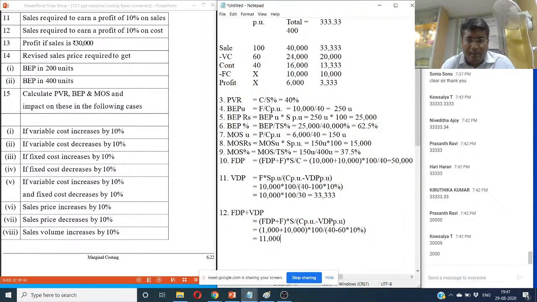11,000 in the numerator multiplied with 100 divided by 34 rupees. Come on, get me the value.